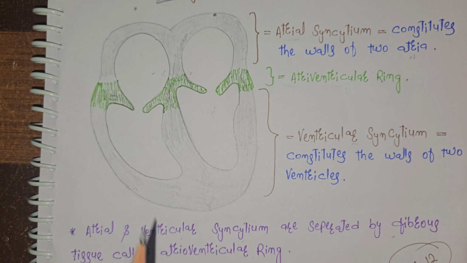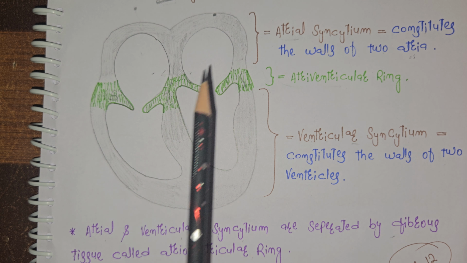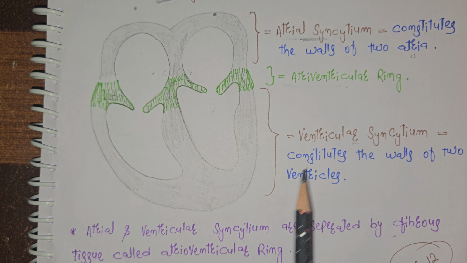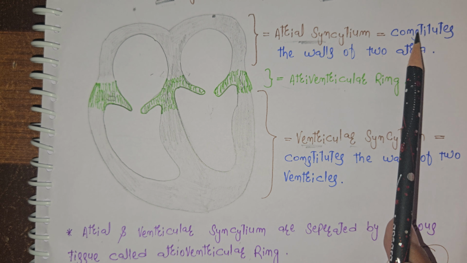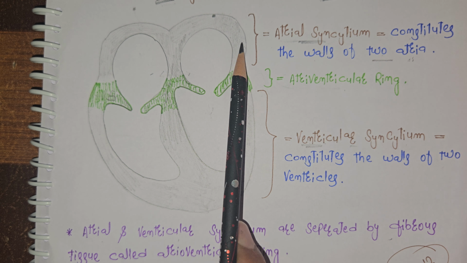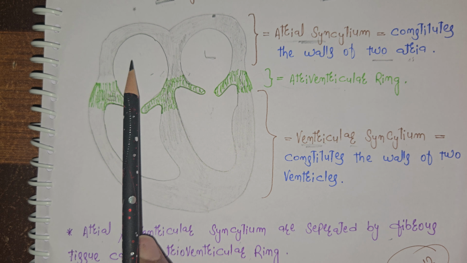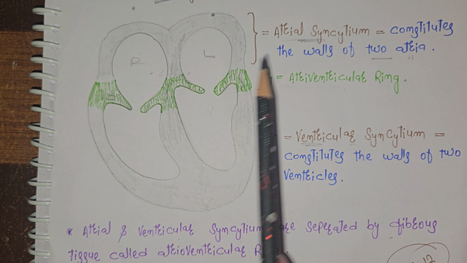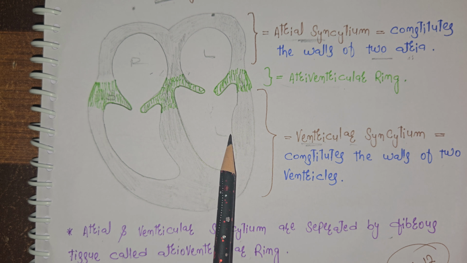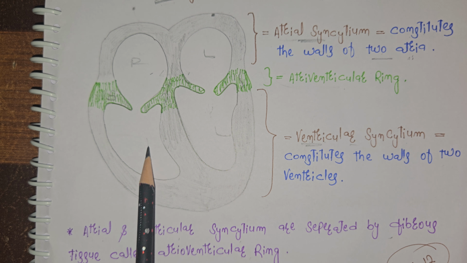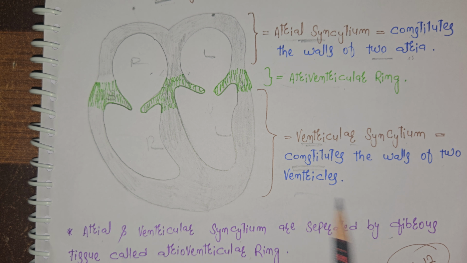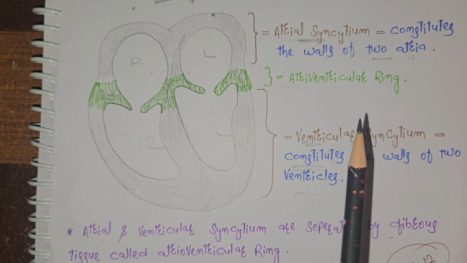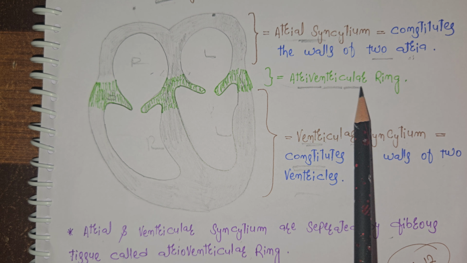As we can see, this is a rough diagram of a heart. We have the atrial syncytium, this part right here. Then we have the ventricular syncytium, this part right here. The atrial syncytium constitutes the walls of the two atria. This is the left atrium, this is the right atrium. Similarly, the walls of the left and right ventricles constitute the ventricular syncytium. Between the atrial syncytium and the ventricular syncytium, we have a fibrous tissue, the atrioventricular ring.